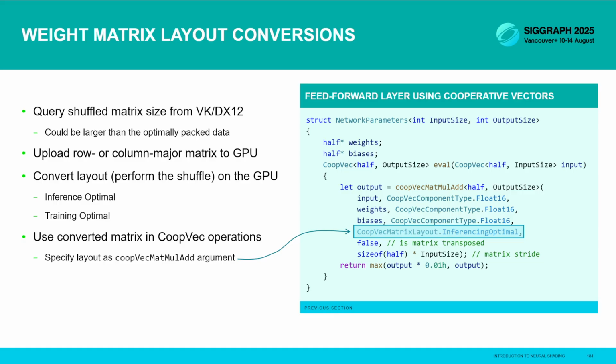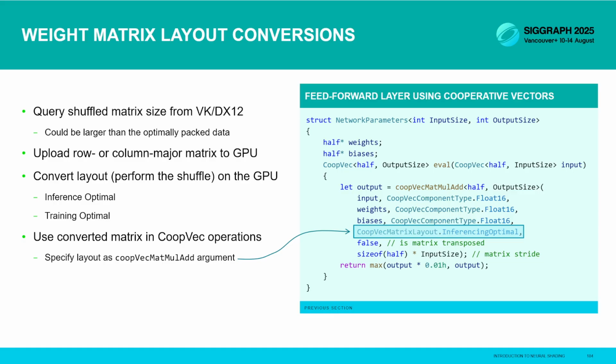But since the specific layout depends on the GPU and data type, the conversion must be done at application runtime. You shouldn't store converted matrices on disk. The first step in the layout conversion process is to query the size of the converted matrix from the driver. In some cases, the optimal matrix layout takes more memory than the row or column major layout with optimal packing. Then the source matrix data needs to be uploaded to the GPU, and the conversion is performed on the GPU in a command list or command buffer.